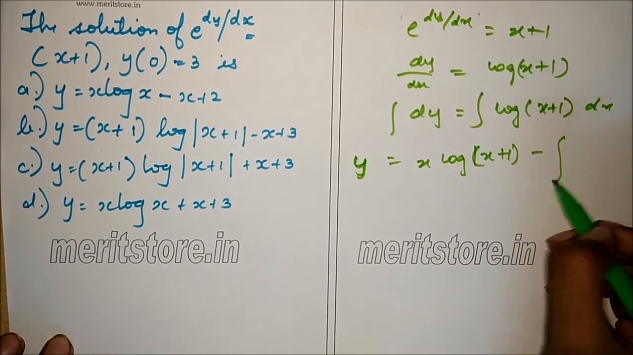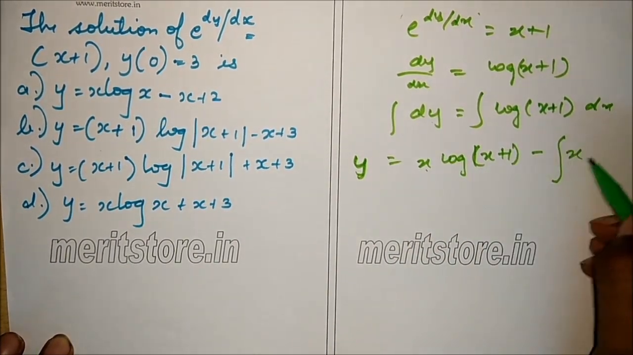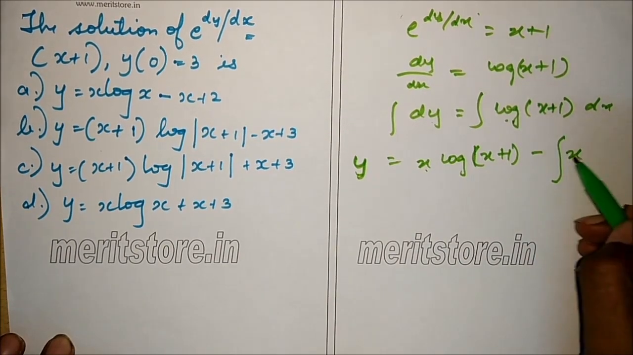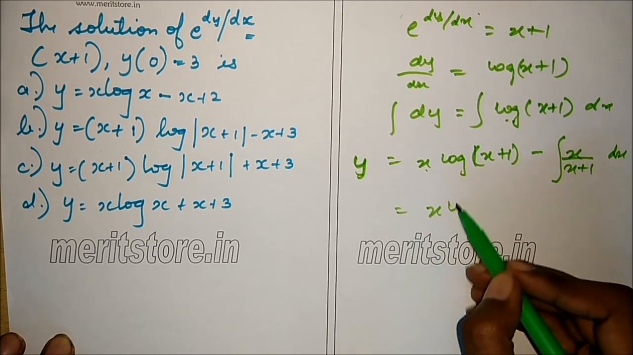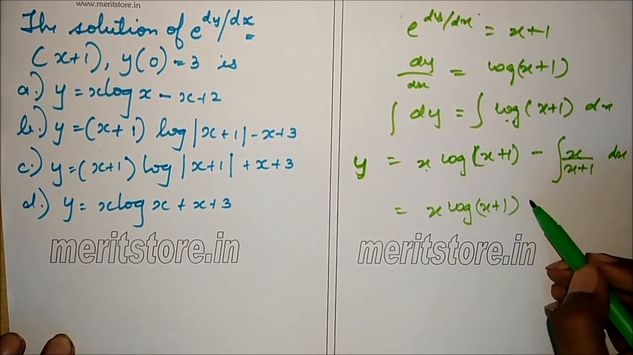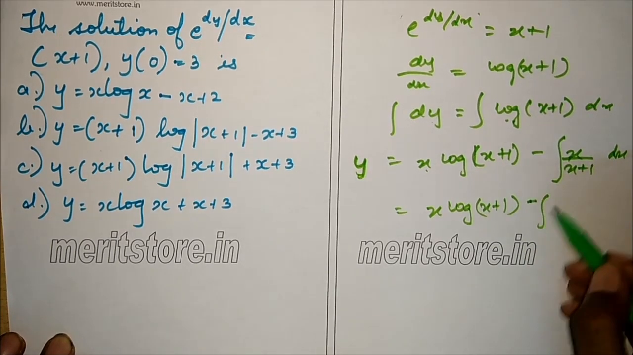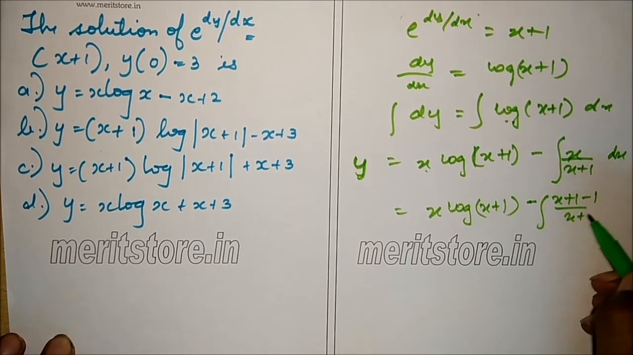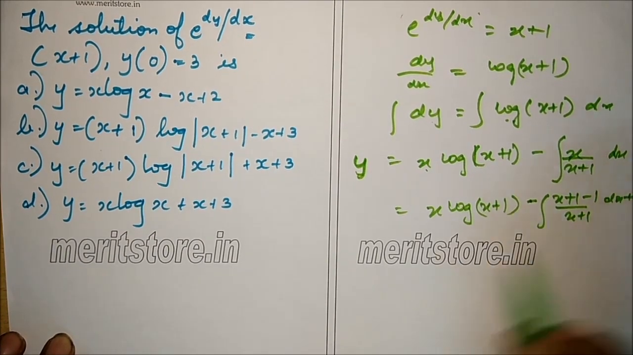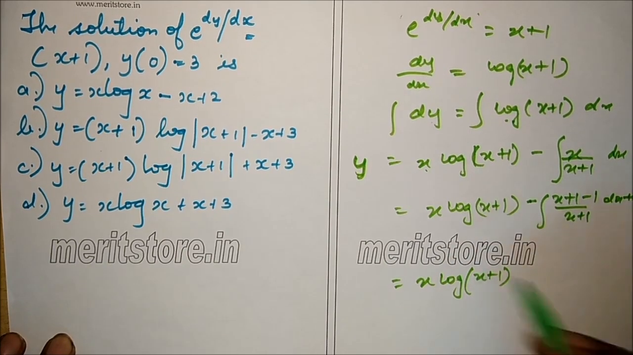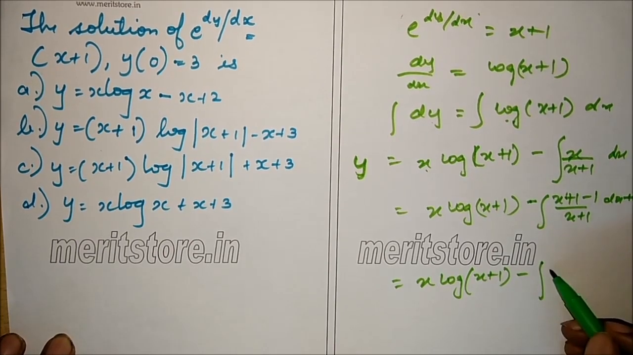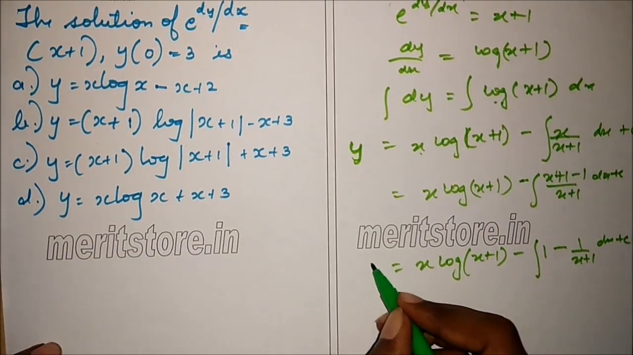plus 1 minus integration of x into derivative of log x, that is 1 by x plus 1 into dx plus c. So this will be x log x plus 1 minus, we can write this as x plus 1 minus 1 by x plus 1 into dx plus c, that is equal to x log x plus 1 minus, now we split the terms, so this will be integration of 1 minus 1 by x plus 1 dx plus c.